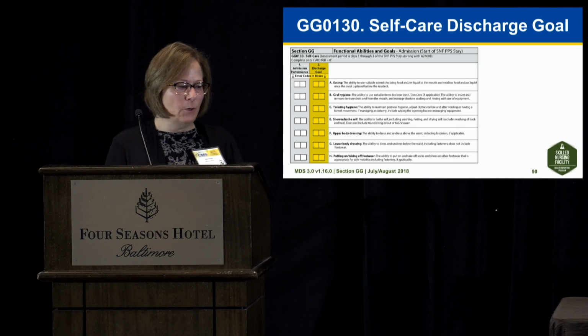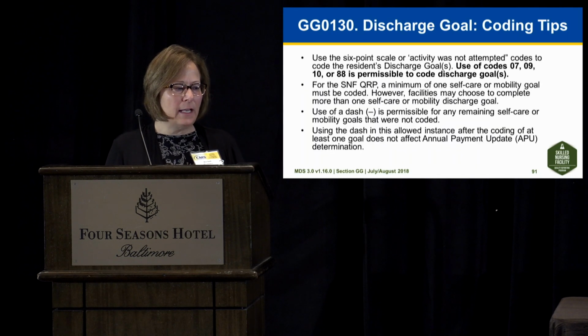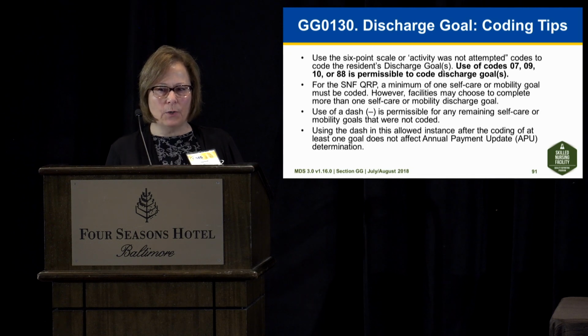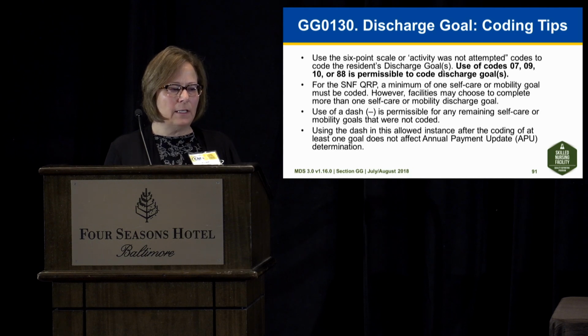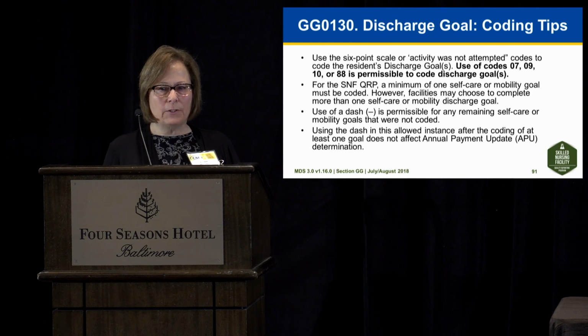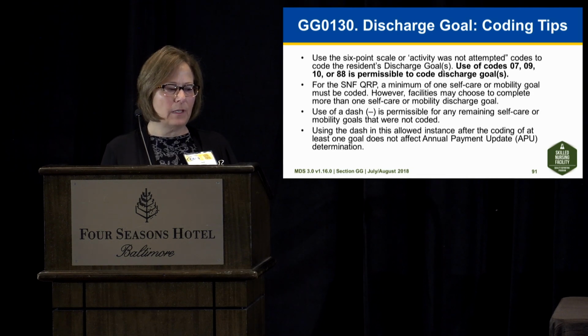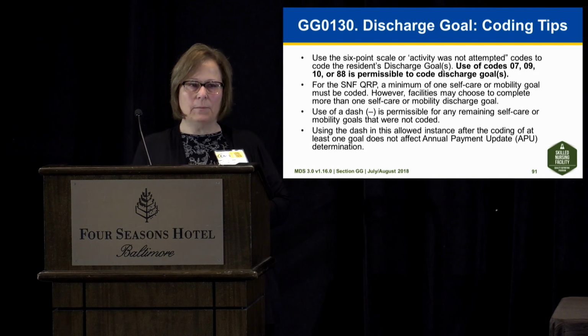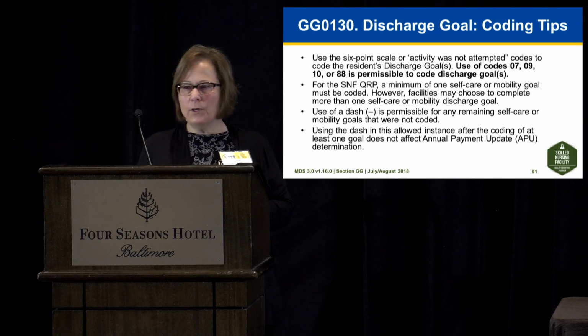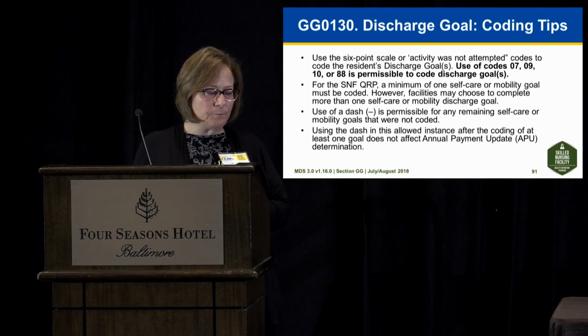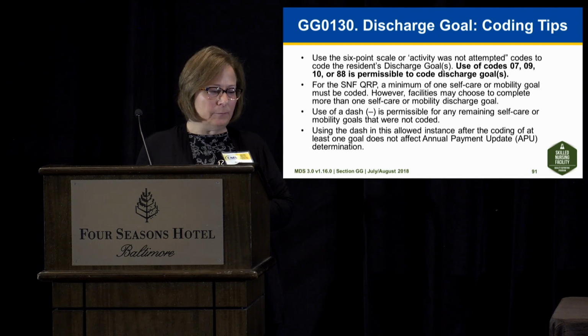For self-care discharge goals, remember, as Anne indicated, you would code the self-care discharge goals on the admission PPS 5-day assessment. You would use the 6-point scale or activity not attempted codes to code the resident's discharge goals, or you may now, effective October 1st, use codes 07, 09, 10, or 88 to code discharge goals. For the SNF QRP, a minimum of one self-care or mobility goal must be coded. However, of course, you can choose more than one goal, either self-care or mobility.